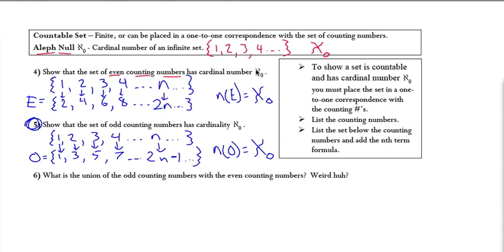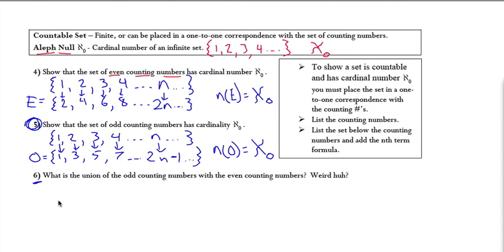All right, let's check how we did. You should have the set of counting numbers listed here with the n. Then you should have the set of odd numbers listed below that, and its nth term formula should be 2n minus 1. You should have your arrows here showing the one-to-one correspondence. And then just your final answer: the number of odds is Aleph-Null.